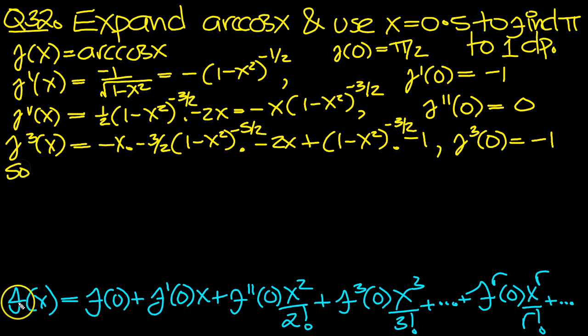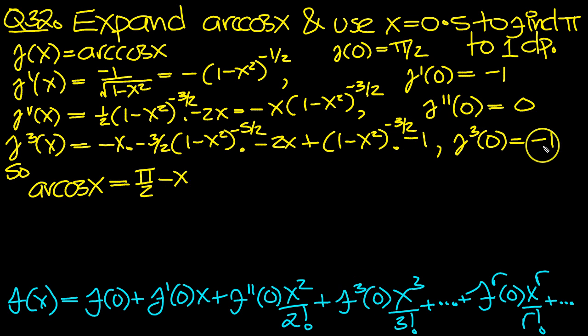So f of x, which is arc cos x, is equal to f of 0, which is pi over 2, plus f dash, which is minus 1 lot of x, f double dash, which is 0, f3, which is minus 1 over 6, isn't it? Okay, so arc cos x is equal to this, minus dot dot dot.